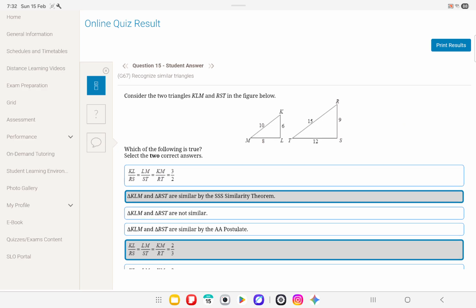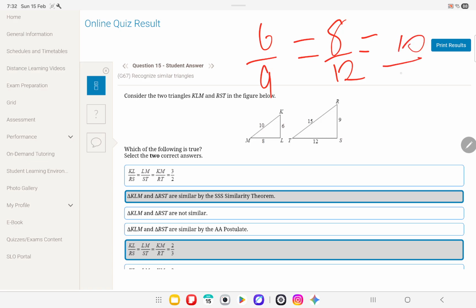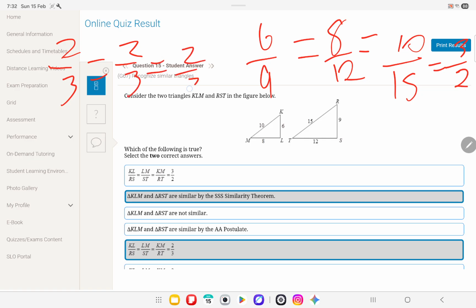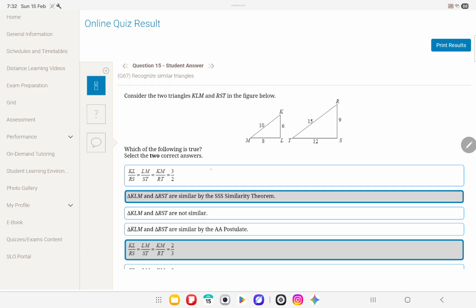Here it's so easy. Here we just take two of them as an example. KL over RS, 6 over 9, is equal to LM over ST, LM is 8 over 12, is equal to KM over RT, 10 over 15. Simplify, it will be 2 over 3, equal to 2 over 3, equal to 2 over 3, equal to 3 over 2. Is this correct? No. So this is wrong.